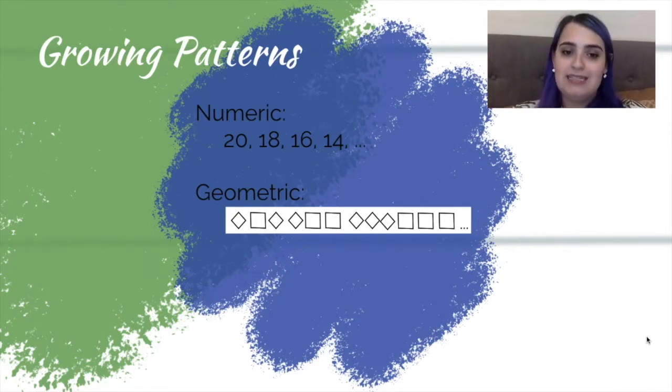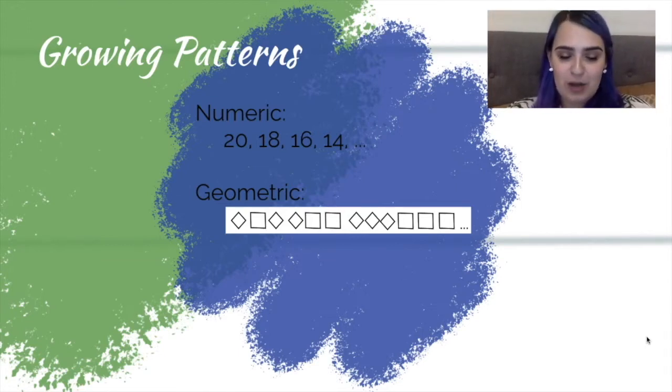So let's take a look at these examples. For the numeric pattern, we see 20, 18, 16, 14. Can anybody figure out what the rule is for this pattern? Yeah, you're right. It is -2.